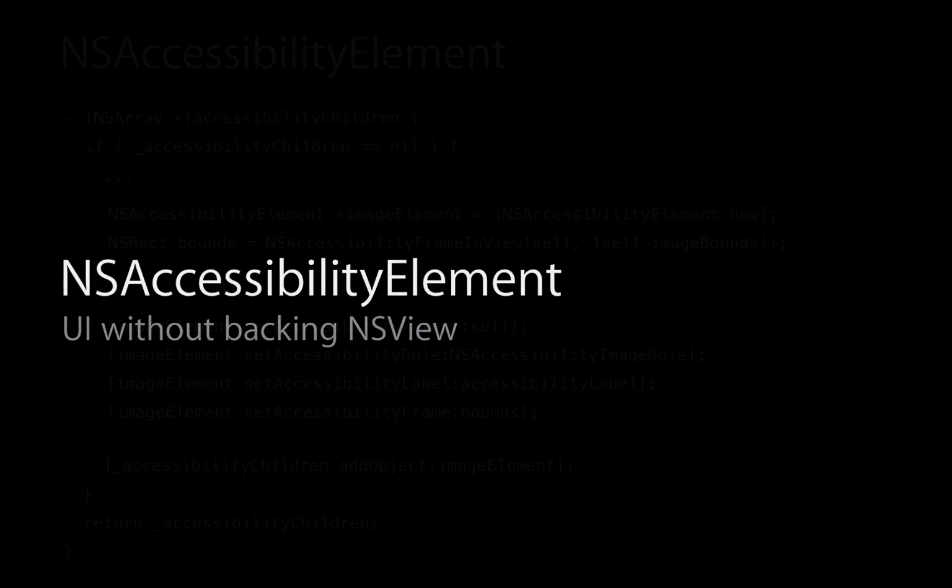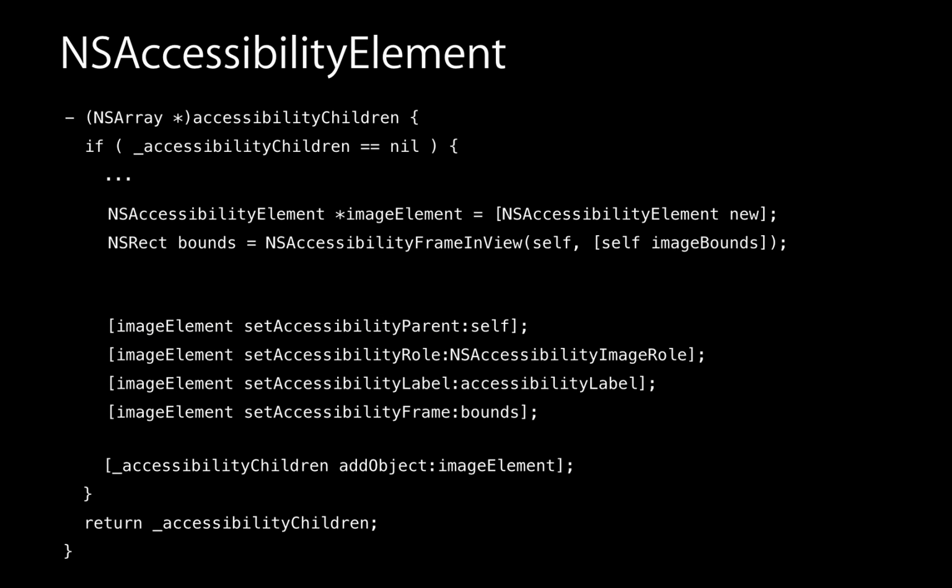Well, for those of you who are familiar with the old sample code, we have something called FauxUIElement. And now, with the new API, we have a formalized version of that called NSAccessibilityElement. You can use this class to support all those UIs that do not have a backing in NSView. So let's see how you go about implementing this.